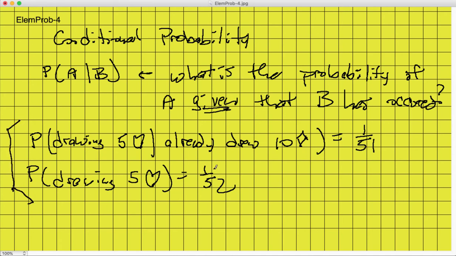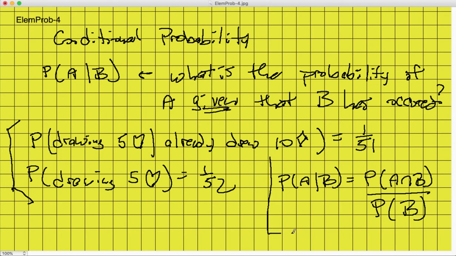Now, mathematically, it turns out that the probability of A given B is defined to be the probability of A intersection B over the probability of B. This is very important. Remember this, and we'll consider another example right now.